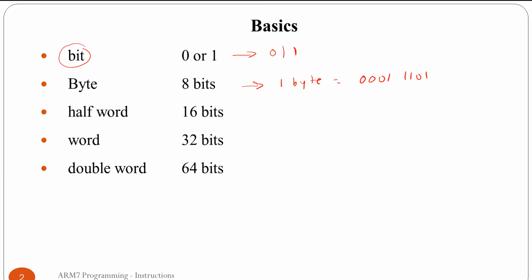If we combine 16 bits, then we get a half word. So a collection of 16 bits is normally called a half word. If we have 32 bits, then we call it a word. Most registers in ARM, or almost all registers, are 32-bit, so they have the capacity to store one word of information. If we have 64 bits, then it is called a double word. So byte is 8 bits, half word is 16 bits, word is 32 bits, and 64 bits is a double word.